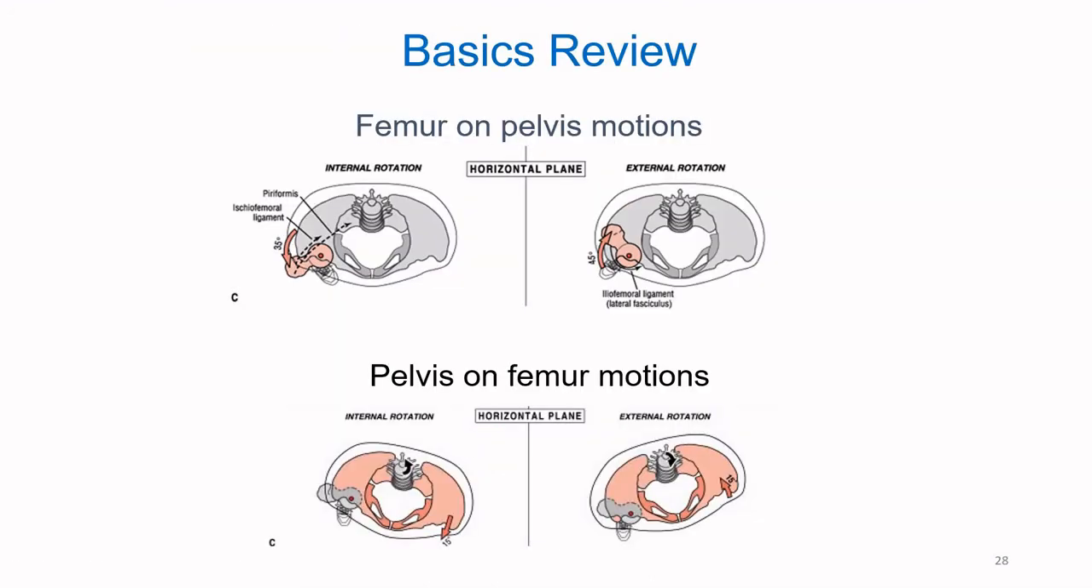Before we move on to the transverse plane kinematics of the hip and the knee, let's do a quick review. Here we see illustrations for femoral on pelvic motion and pelvic on femoral motion. Note that internal rotation produces the same relative motion between the femur and the pelvis for both femur on pelvis and pelvis on femur motions. What differs is only the segment that is doing the moving.